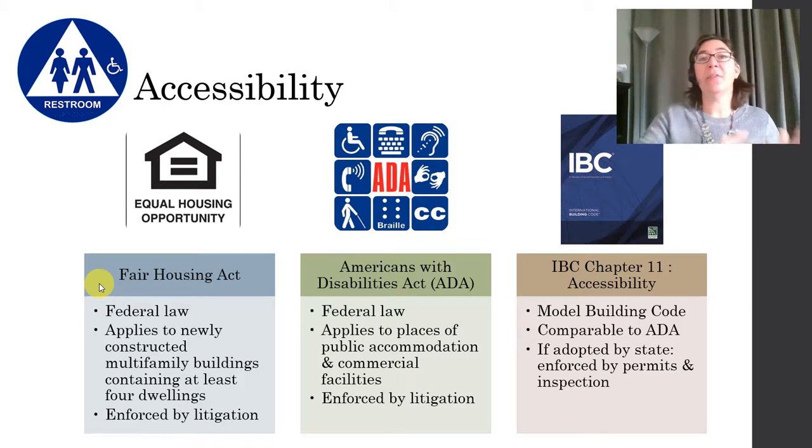And the third piece to this accessibility puzzle is your building code. Now, we've already talked about how the IBC is a model building code, and Chapter 11 in the IBC is about accessibility. It is comparable to the ADA, so you will find just about the same regulations between the two. And if the IBC is adopted by your state, so talking about the state building code, that is going to be enforced by permits and inspections.